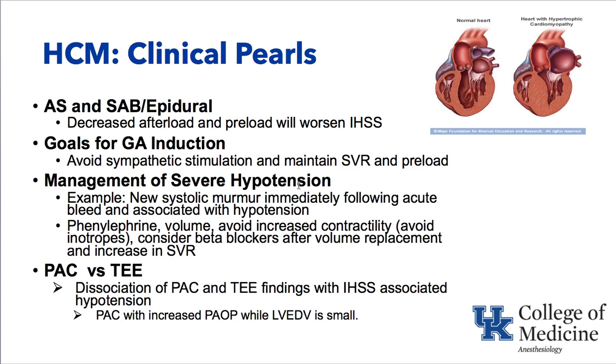Obviously, the very first one, putting in a spinal or an epidural, could be bad for someone with IHSS. Sudden drops in preload and sudden drops in afterload worsen the LV outflow tract obstruction. We want to avoid major sympathetic stimulation, which would make the heart smaller from the beta-1 effects, and maintain our SVR and preload. That's our general anesthetic goals.